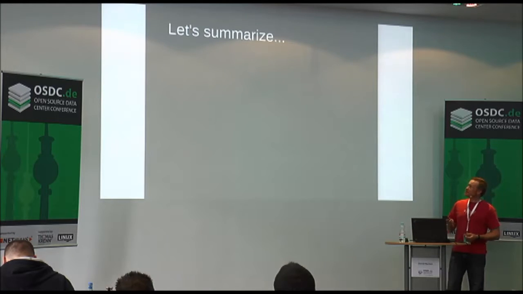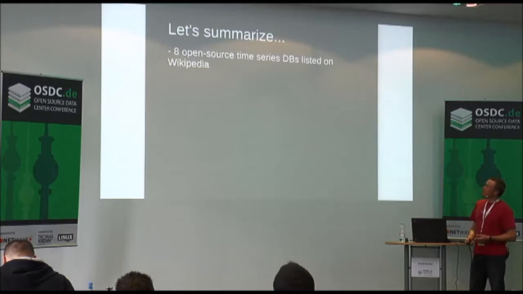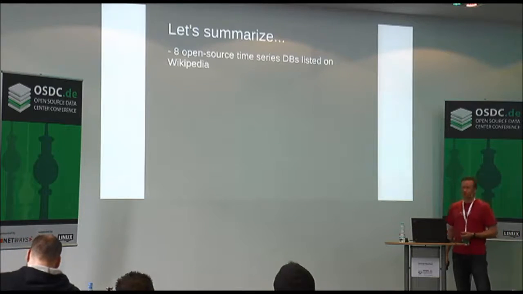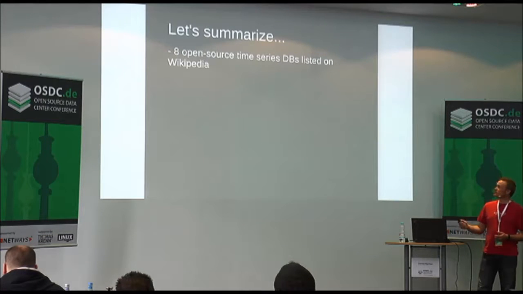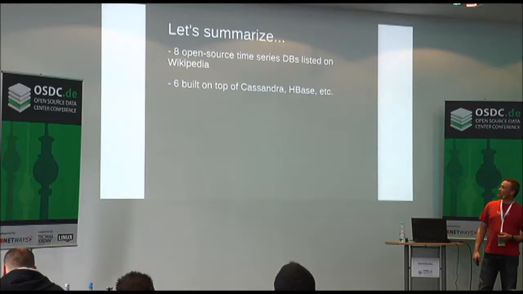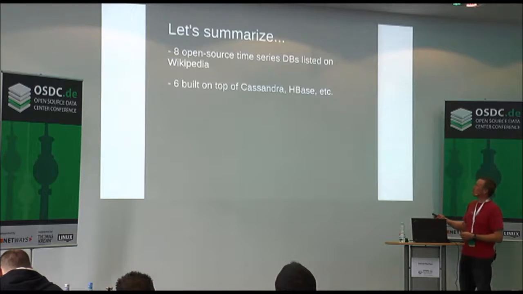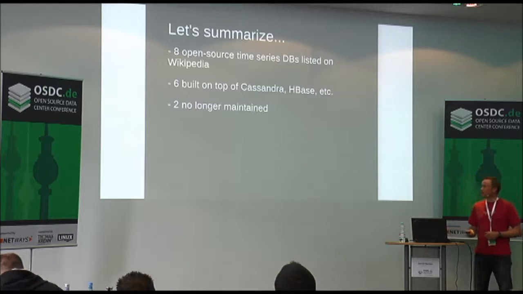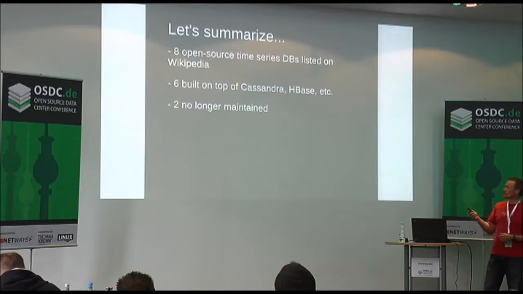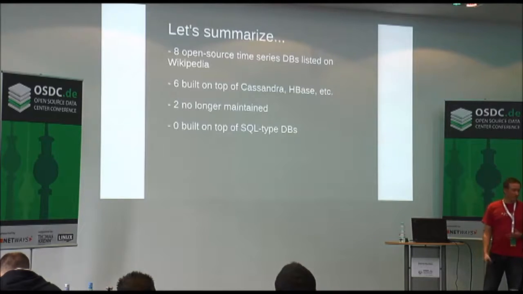So to summarize, there are 8 open source time series databases listed in Wikipedia. Actually 9, I think, if you count Influx. Of those, 6 of them are built on top of Cassandra and HBase. That gives you an idea: those folks thought they'd build it on top of a distributed database, and it was enough work that they actually ended up open sourcing it and making it available. It's a lot of extra work. There were two that were no longer maintained. I'm not sure what they used as an underlying technology. I didn't really dig into them. And there are none built on top of SQL that I could find.